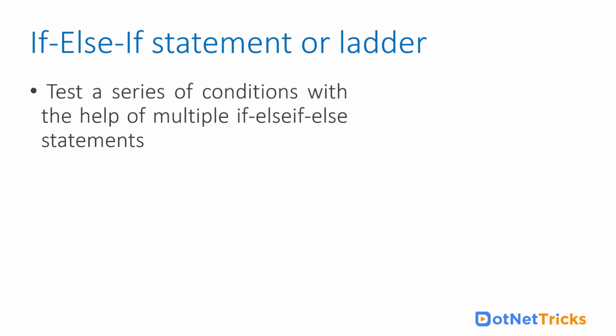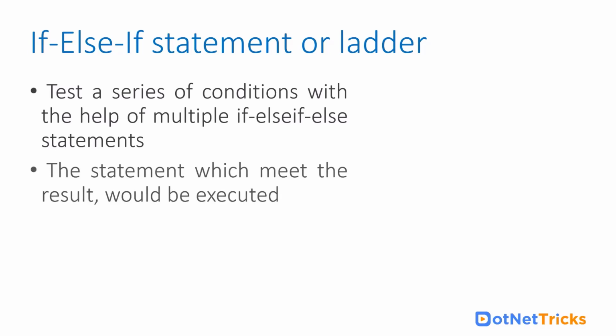Here we don't have only two possibilities, because if you remember, in the if else statement there were only two possibilities, even or odd. There is no chance of a third possibility, but here we have more than two possibilities, because in the grading system it might be A plus, A, B, B plus, C, C plus, and so on. So the if else if statement helps us to take decisions when there are multiple possibilities. Those multiple possibilities we test with a series of conditions.